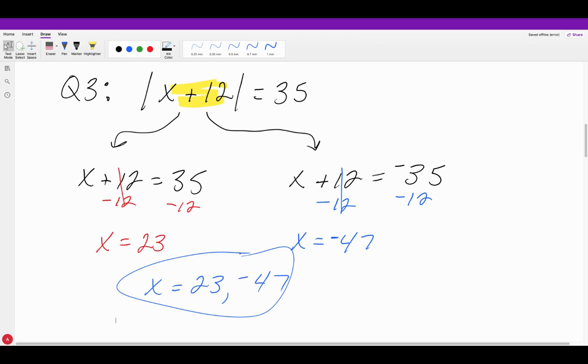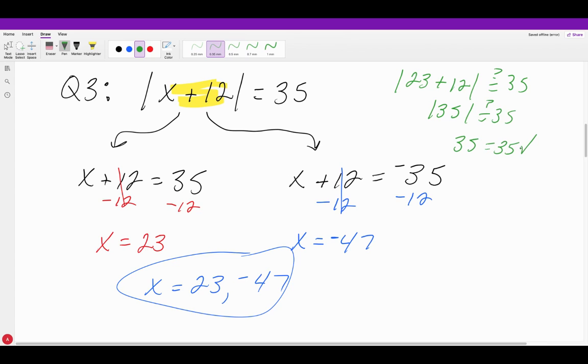Right? And we can check our work. We can plug them back in. We can see, does the absolute value of 23 plus 12 actually equal 35? Well, 23 plus 12 is 35. The absolute value of 35 is 35. So yes, they equal. And then we can also plug in the negative 47. So the absolute value of negative 47 plus 12, does this equal 35? Well, negative 47 plus 12 is negative 35. And we know that the absolute value of negative 35 is positive 35. So yes, they are equal.